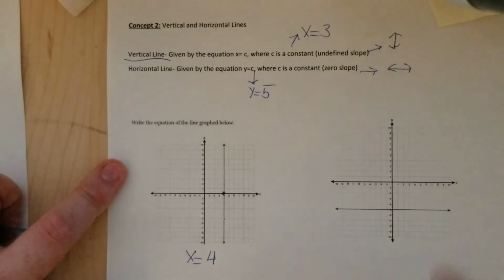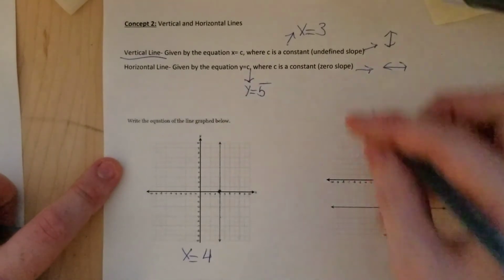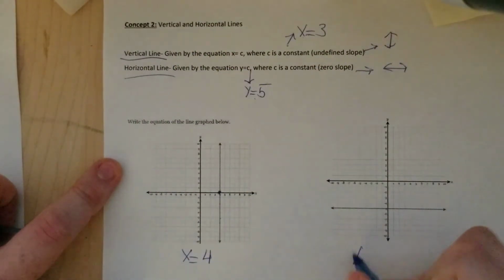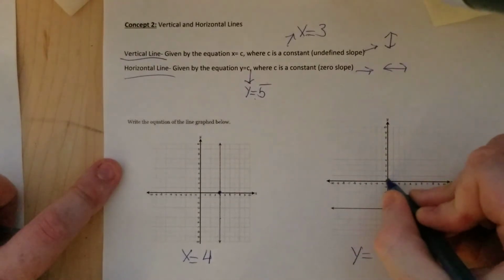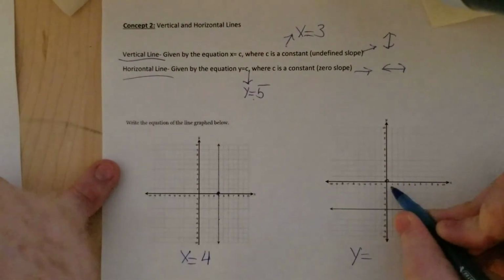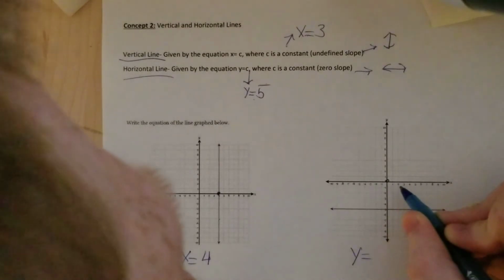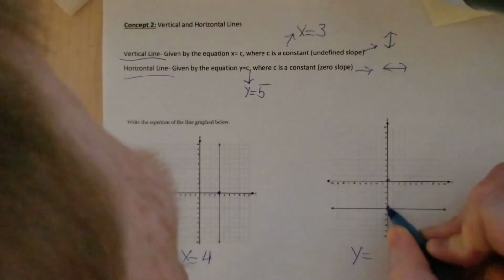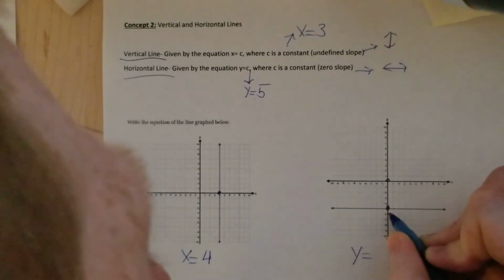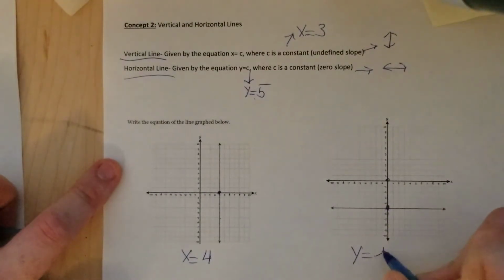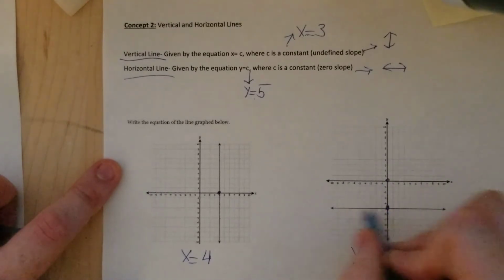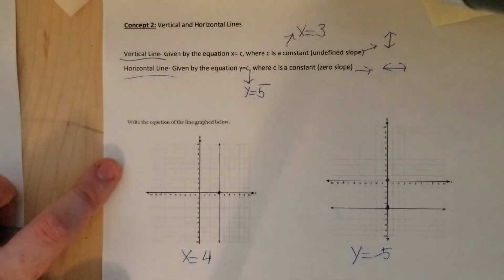For the second one, we have a horizontal line. So remember, horizontal lines start with y. So this would be y equals, and then you want to go up to your y-axis and see where it crossed. It's kind of hard to see on your paper, but it crosses at -5. This is your x-axis here. This is the actual line, in case it's confusing.